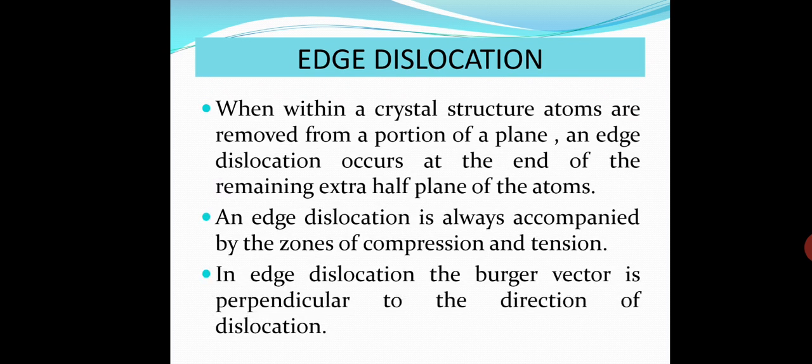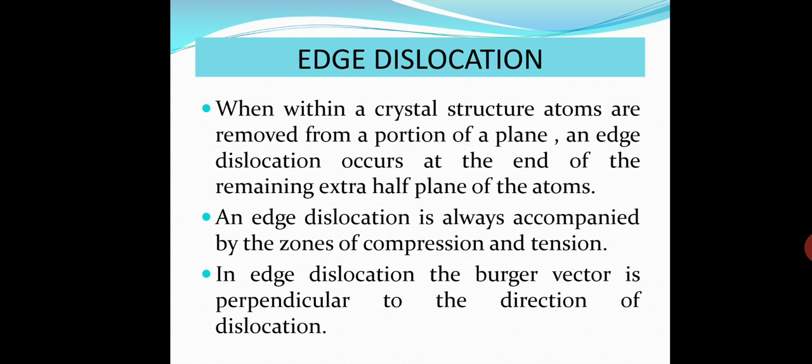So, now we will discuss edge dislocation. There are two types of dislocation. One is edge dislocation and the other one is screw dislocation. So, what is edge dislocation? When within a crystal structure, atoms are removed from a portion of a plane, an edge dislocation occurs at the end of the remaining extra half plane of the atoms.